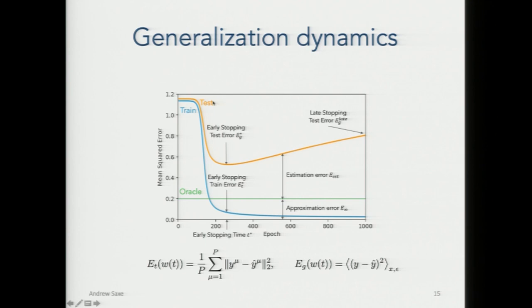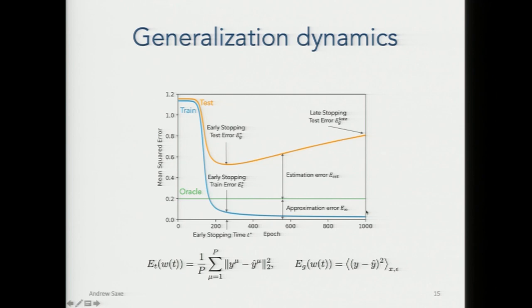And the final piece, just to illustrate the dynamics that can arise here, is what I mean by generalization dynamics. Here I'm showing the different notions of error that you could measure in this setting. In blue, I'm showing you the error over the course of training on the exact examples that you presented to the student. And you can see it just drops monotonically, as it must.